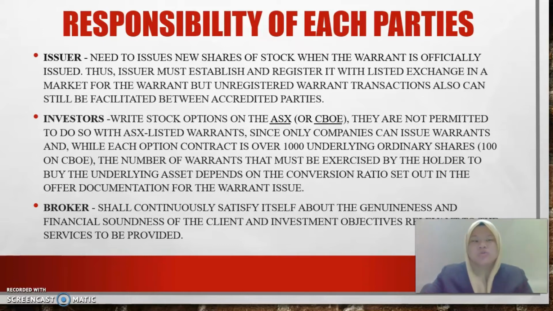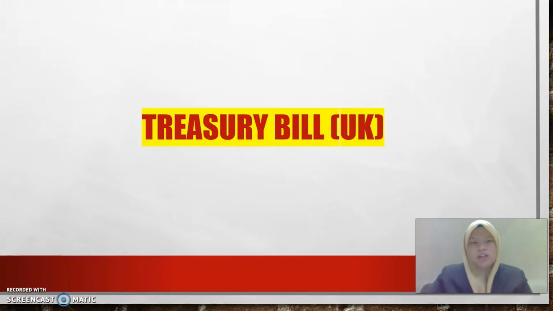They are not permitted to do so with ASX listed warrants, since only companies can issue warrants. While each option contract covers 1,000 underlying ordinary shares, the number of warrants that must be exercised by the holder to buy the underlying asset depends on the conversion ratio set out in the offer documentation for the warrant issue. The broker shall continuously satisfy itself about the genuineness and financial soundness of the client and the investment objective relevant to the services to be provided.